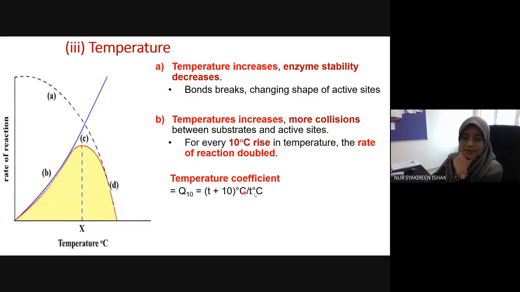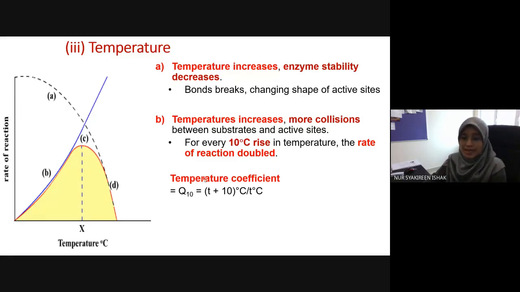Okay, the unit is in degrees Celsius. So once you calculate the value, the unit will cancel off. So it means that the Q10 value does not have any units. Once you calculate the value, it just gives you a number to show whether the rate of reaction doubles or triples.